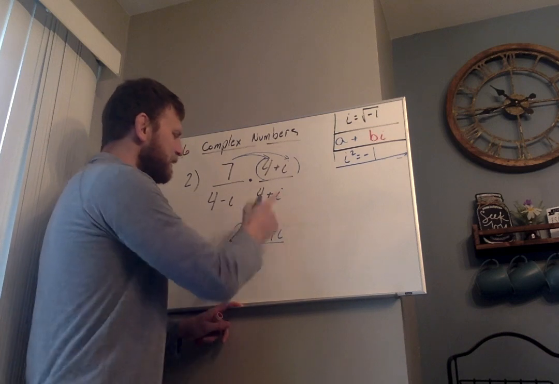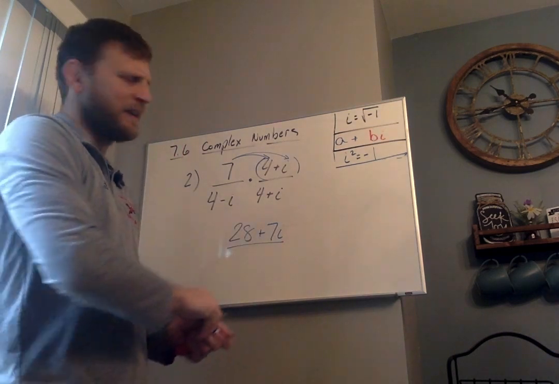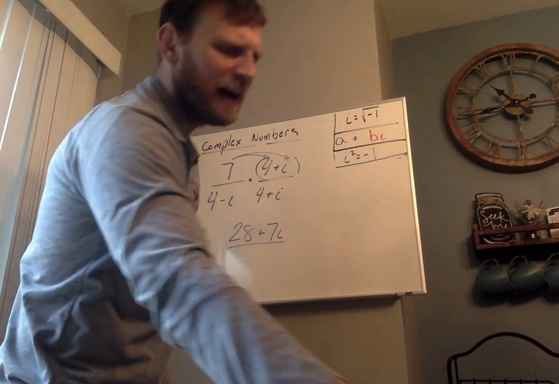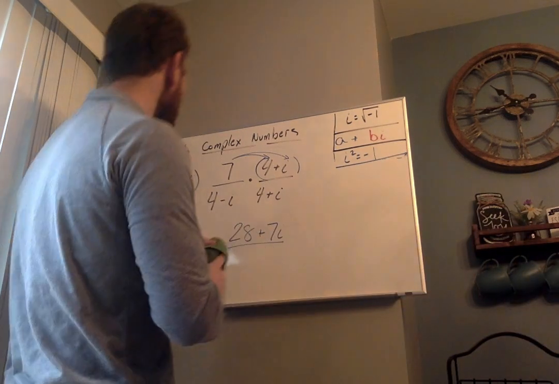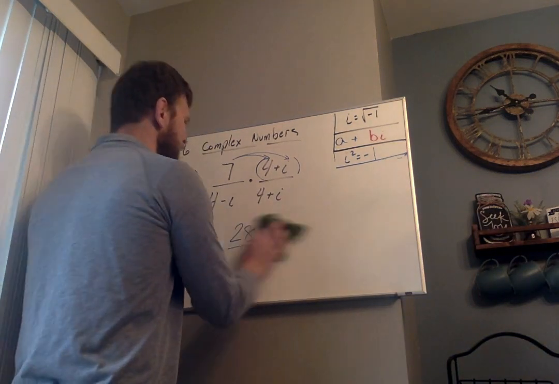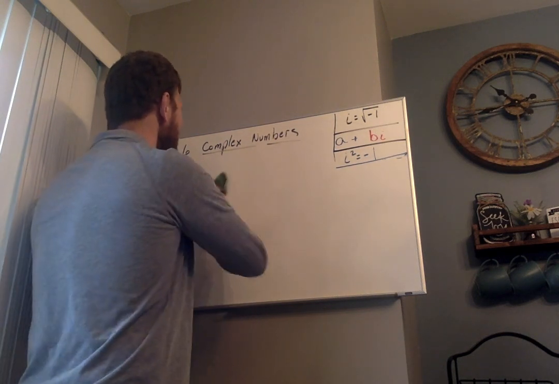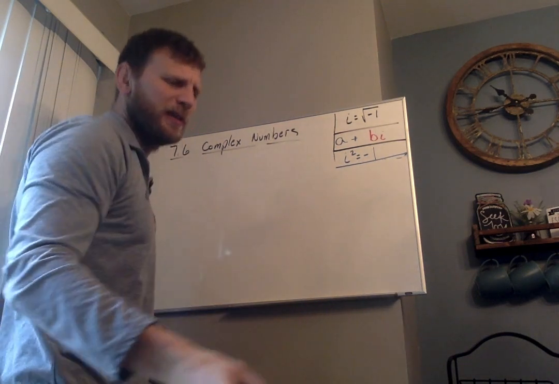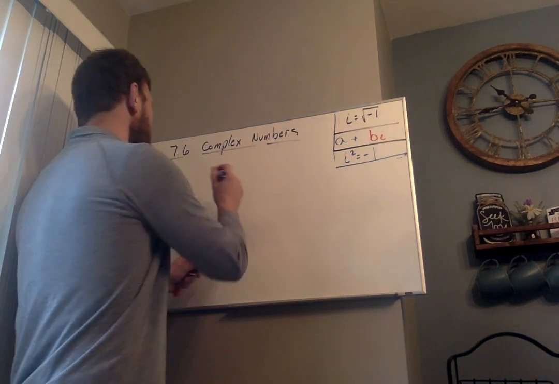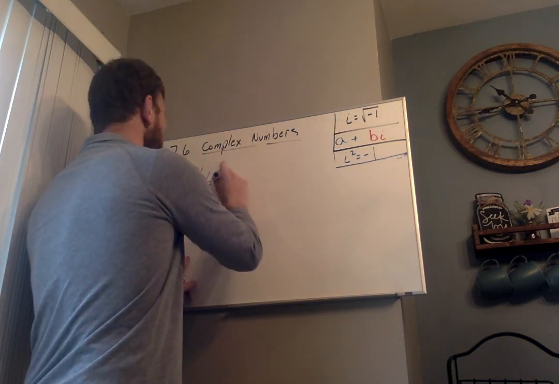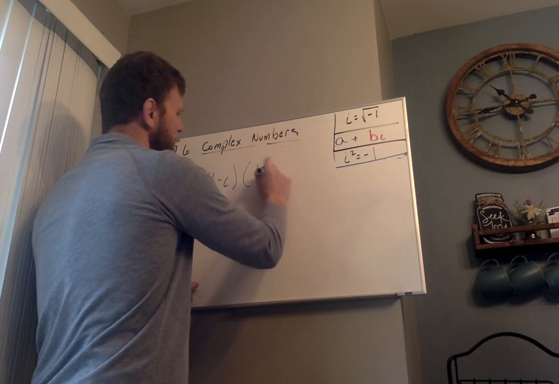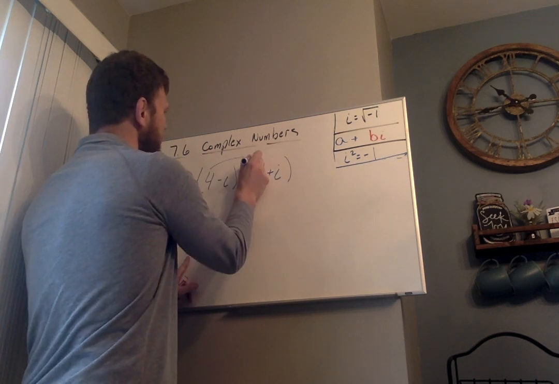And on bottom, this is more complicated. So I'm going to erase this. Okay, just make a note of that. And I'm going to show you how to do 4 minus i times 4 plus i. We did that in like 7.4, something like that. So we have 4 minus i times 4 plus i. So we're going to distribute that.